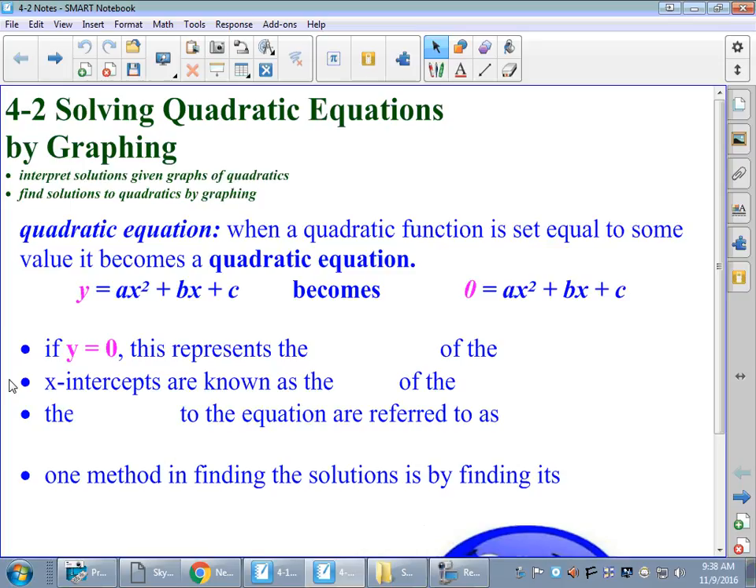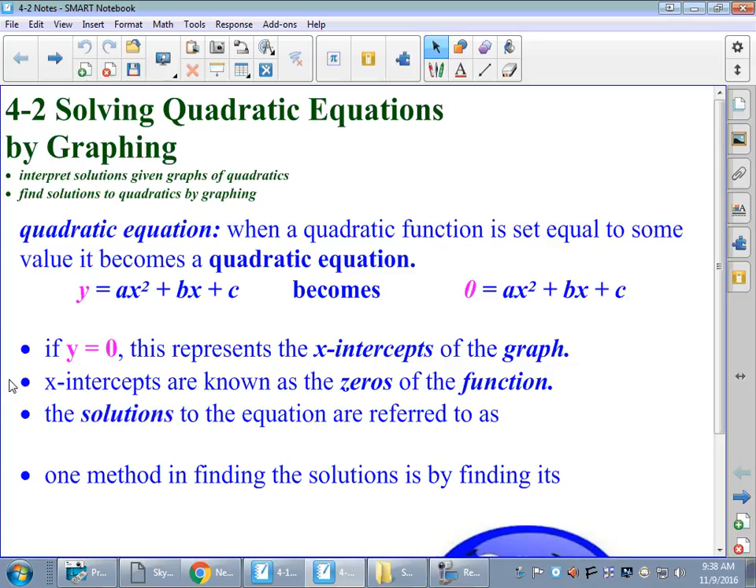So a couple different ways that people talk about this. I'm going to walk you through it. So that first bulleted point: if y is equal to 0, this represents the x-intercepts of the graph. That's what I was just saying. If you're not going to go up any, you're not going to go down any, it's the x-intercepts of the graph. The x-intercepts, we sometimes refer to them as the zeros of the function. And the reason we call them the zeros of the function is because we plugged in 0 for y. It's when y is equal to 0.